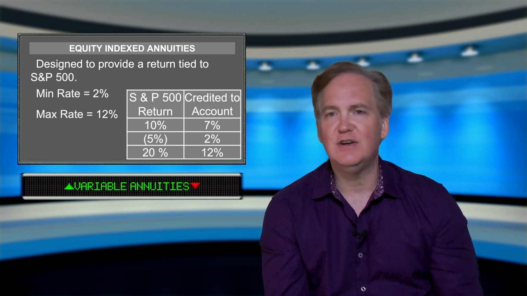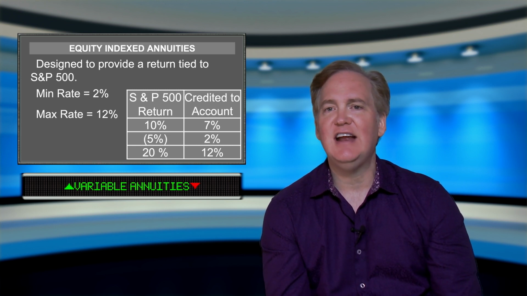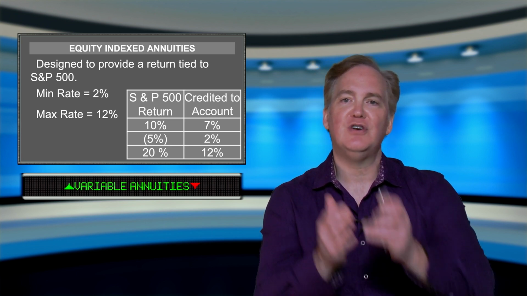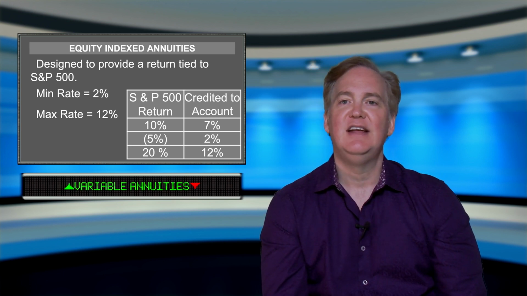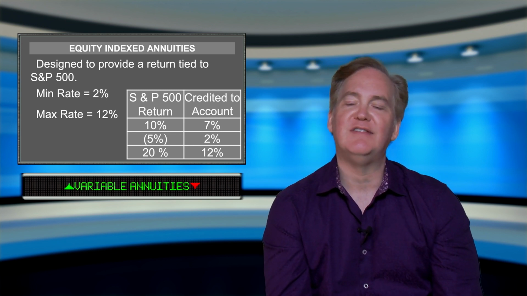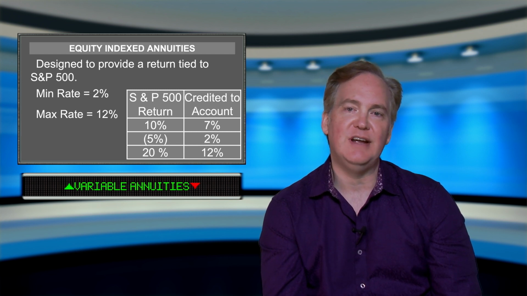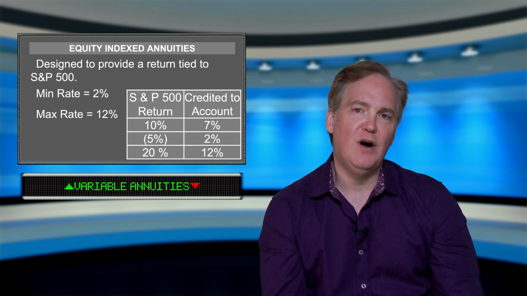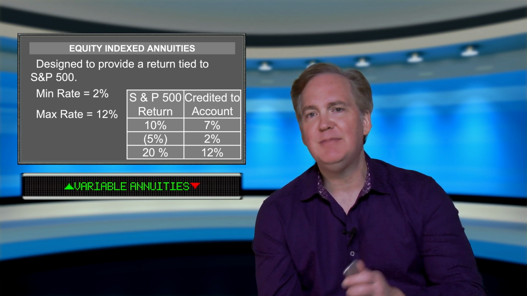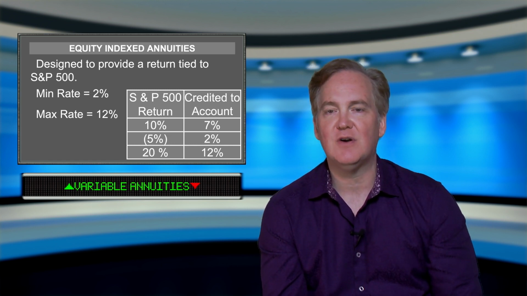An equity indexed annuity is a contract that provides a return that is tied to a stock index, such as the S&P 500. So the return of the account, or the return of the annuity contract, is designed to provide a return that mirrors or resembles the return of the S&P 500. Now, there are a couple of features here with the equity indexed annuity, and one of them is that they will very often provide the investor with a minimum guaranteed rate. The minimum guaranteed rate is the worst that this investor could do if the stock market happens to crash.